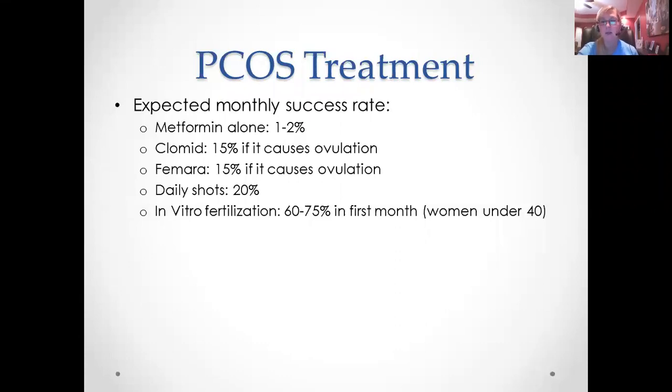I did not include the success rate of an IUI on here because typically IUIs do not work for people with PCOS. It's not a line of treatment that most fertility doctors try. But again, my PCOS was then turned into also a diagnosis of unexplained infertility, which is why we did try the IUI.